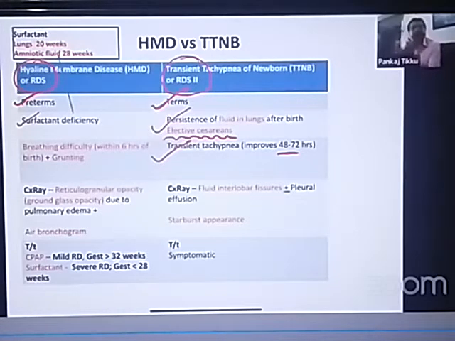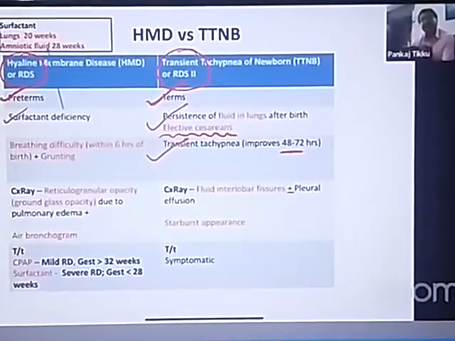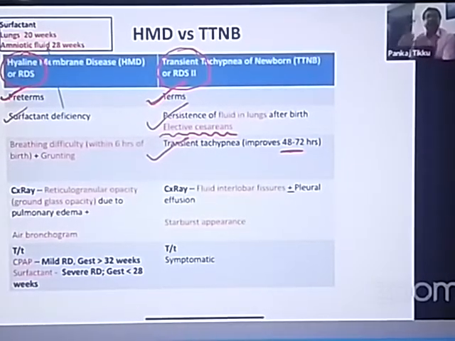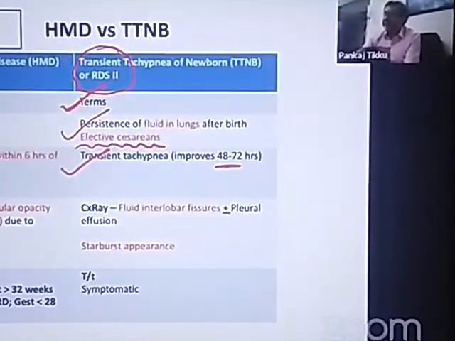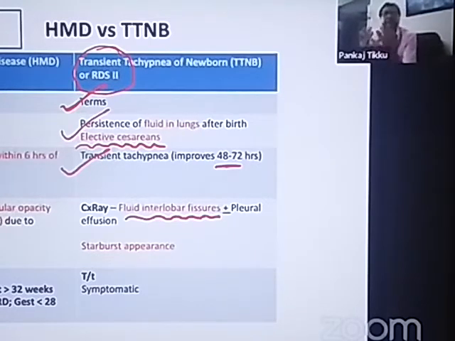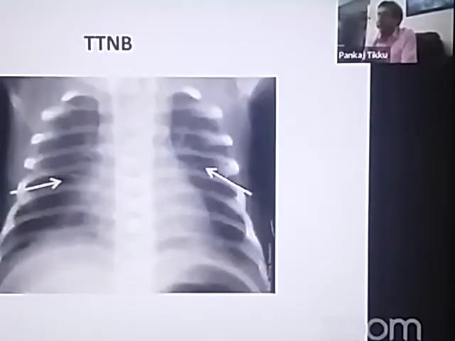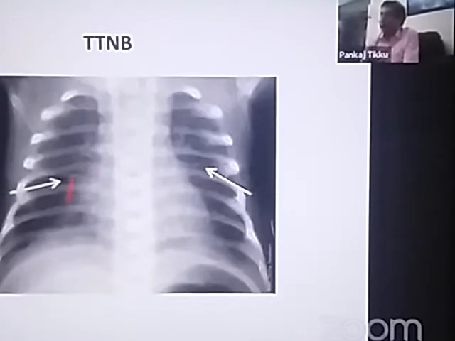Please remember, there are some new mechanisms also which have been advocated by which this fluid comes out of the lungs. But for your examination purposes, please remember, if this fluid remains inside the lungs, it will result in a transient tachypnea in a newborn after birth. The chest X-ray findings include fluid in the interlobar fissures. That fluid which is present inside the lungs is known to lie on both sides of the interlobar fissures. You can see here the arrows. These are the interlobar fissures, which can be very prominently seen.